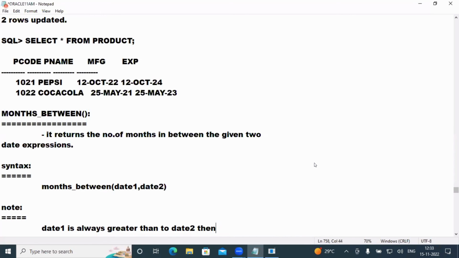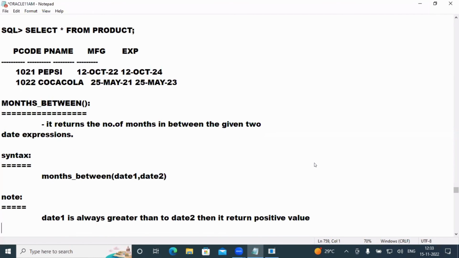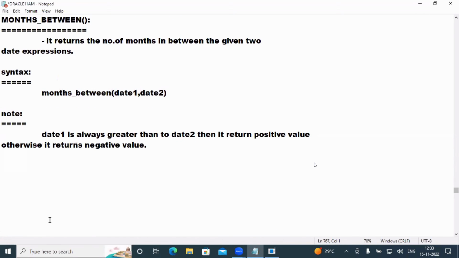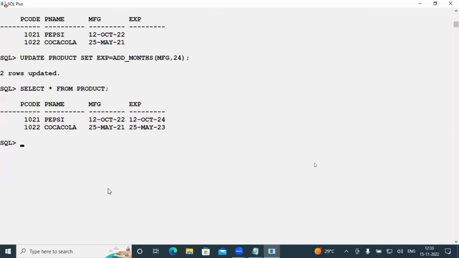Okay. Then it returns a positive value. Otherwise, it returns a negative value. It returns a negative value. Understand now? This should be remembered when you're working with months between. So now come and see an example.